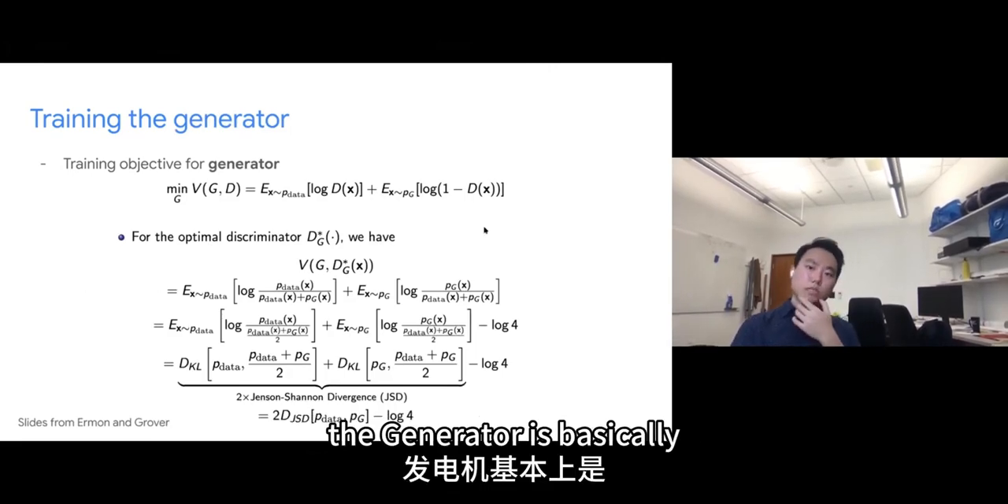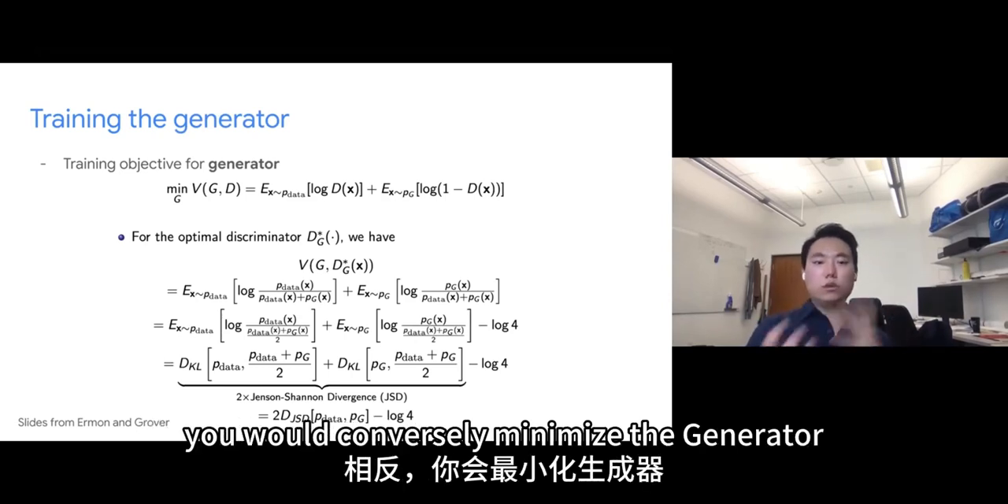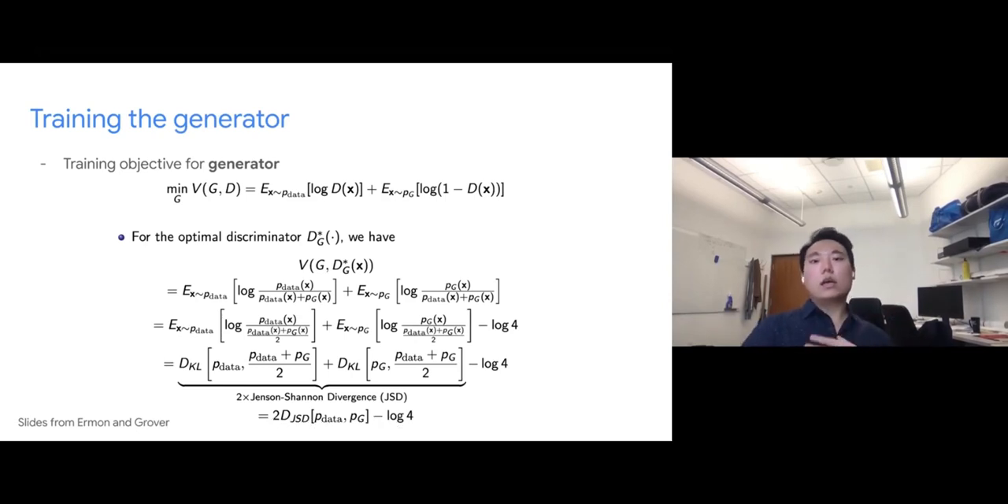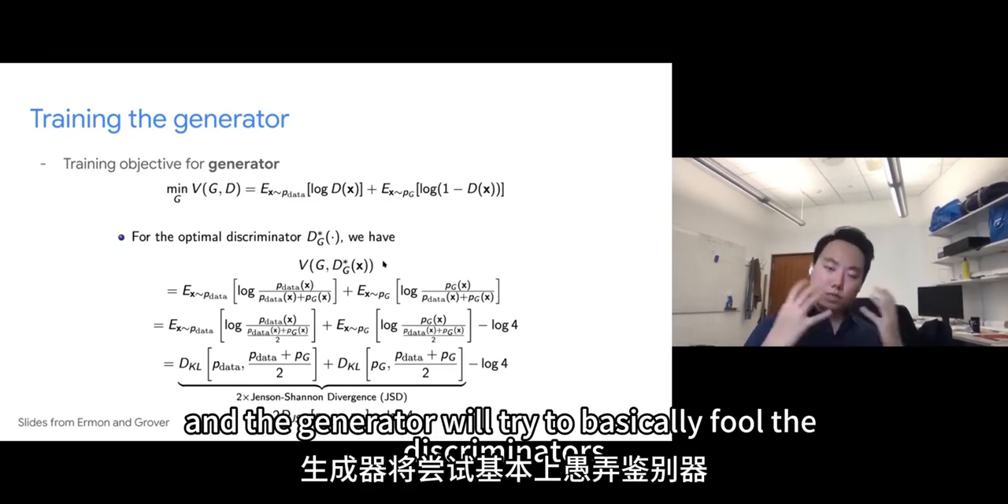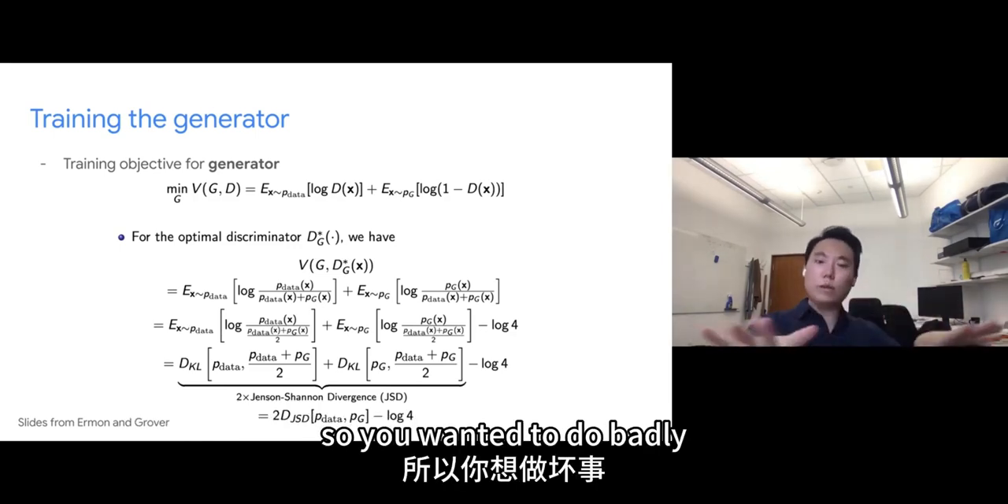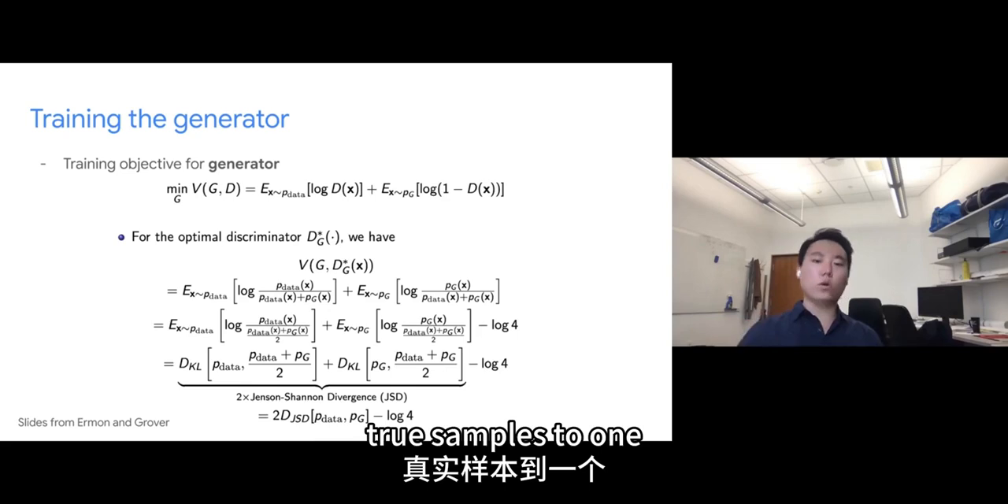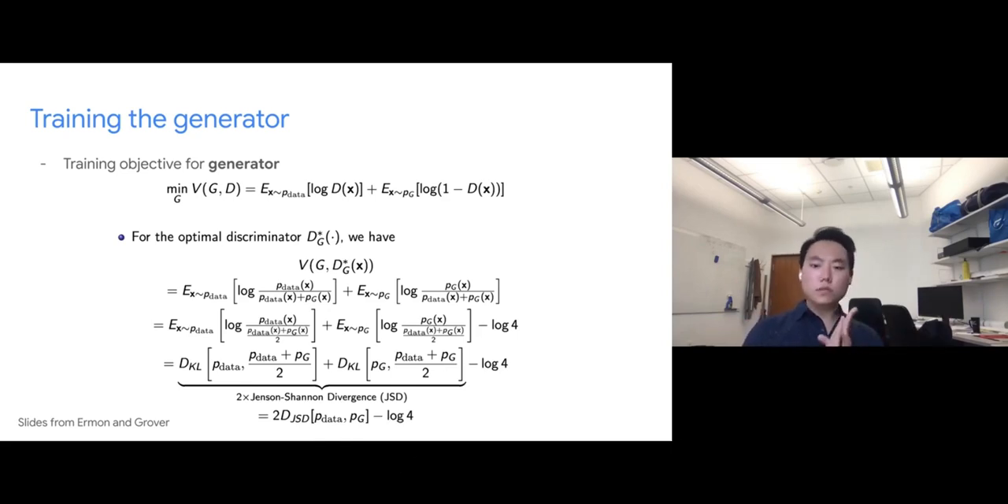So that's the discriminator. How would you train a generator? Well, the generator is basically the converse of that. Maximizing a discriminator, you will conversely minimize for the generator. And the generator will try to basically fool the discriminator so that you cannot distinguish between the true and fake samples. So you're going to want it to do badly at this binary classification task of assigning true samples to 1 and fake samples to 0.